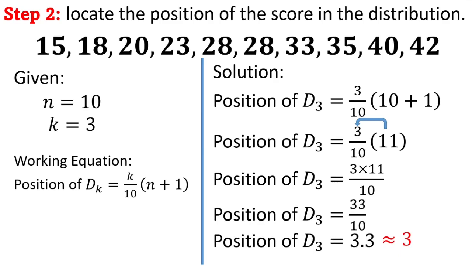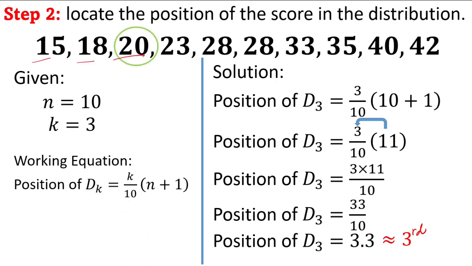So, the position of the third decile is located at the third element of the whole distribution. Okay? So, nasan dyan ang third element natin? Kung third to, ibig sabihin this is located at the third element. So, 1, 2, 3. Okay? So, ayun ang ating third decile.